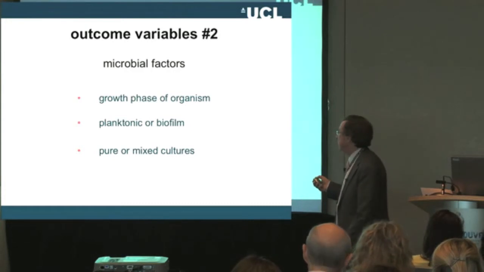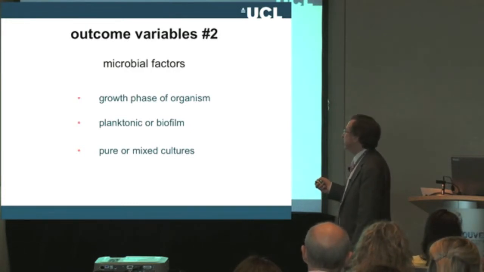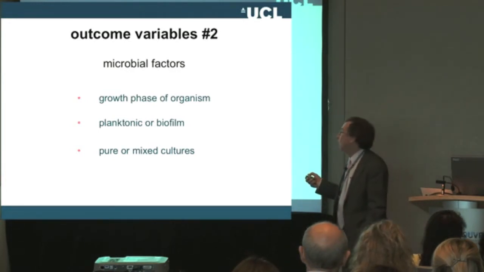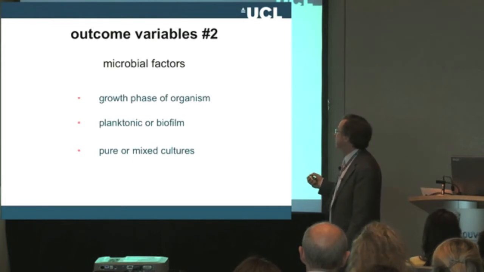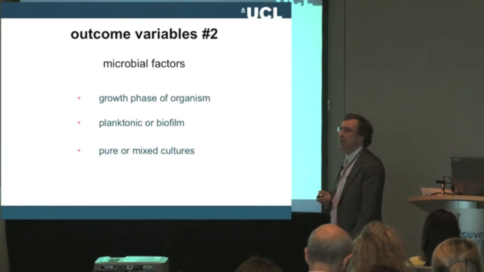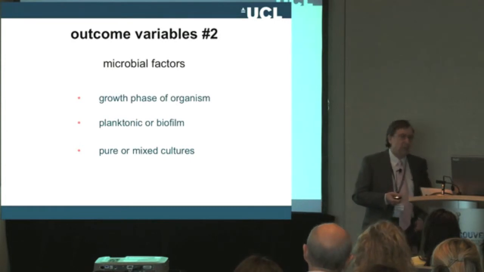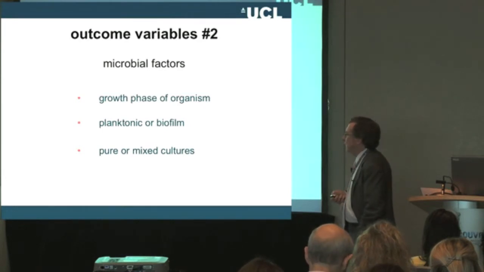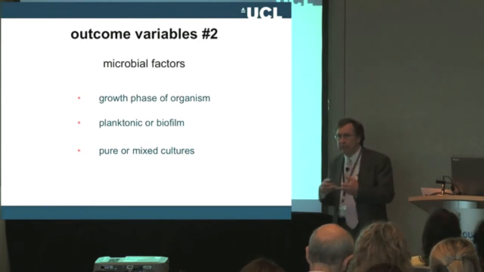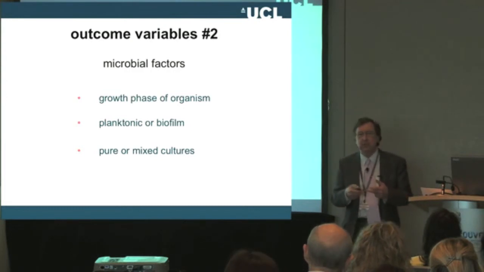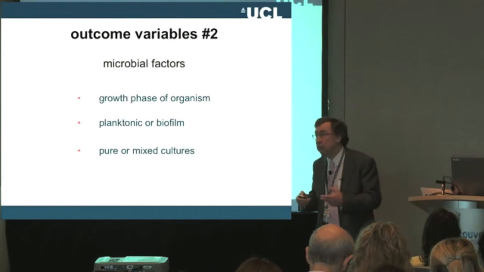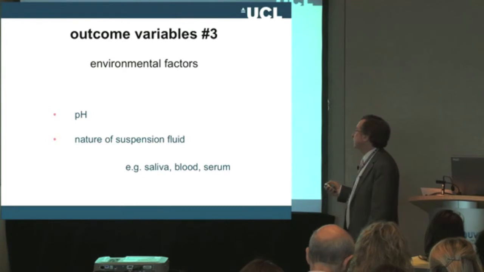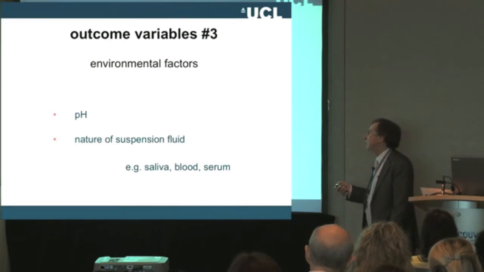So the growth phase of the organism is very important. Whether the organism is in the planktonic state, in other words, free-floating in an aqueous environment, or whether it's in the form of a biofilm. Now, for oral infections, of course, this is particularly important because all the significant oral infections are caused by bacterial biofilms. And whether the organism is in pure or mixed cultures, one can imagine that pure cultures might be more easily killed than mixed cultures, because in a mixed culture you might get preferential uptake for one organism over another. And then we have environmental factors, the pH, the nature of the suspension fluid, for example, whether it's saliva, blood, or serum.